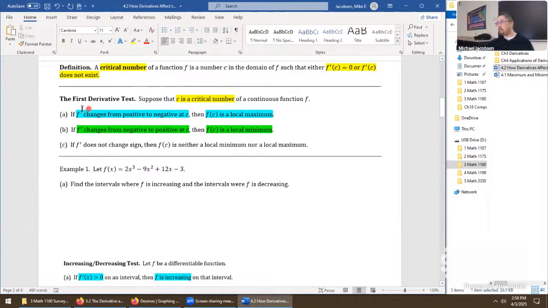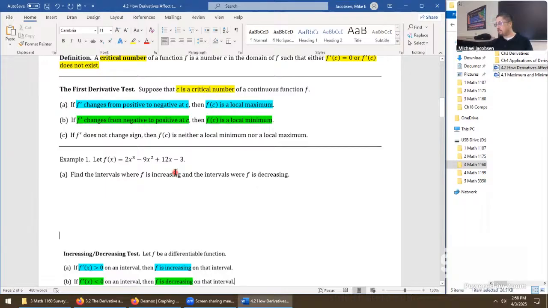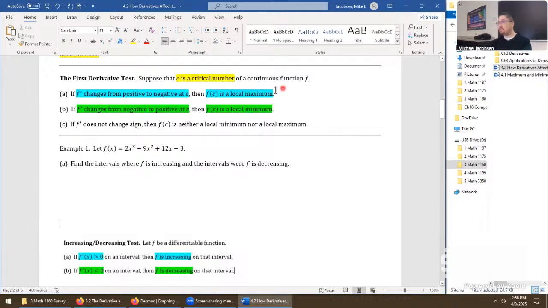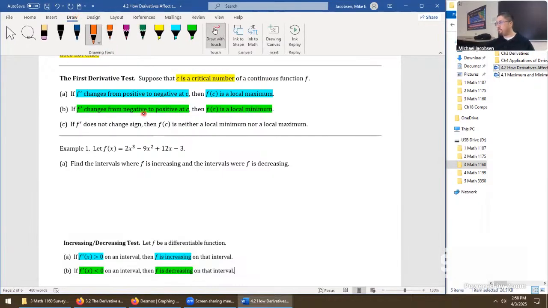Once we have the critical number, we're looking for sign changes. If f prime changes from positive to negative at c, well, that means it changed from increasing to decreasing at c. We would have a local maximum. If f prime changes from negative to positive, that means it went from decreasing, that's the negative part, to positive. The derivative is positive, then it goes to increasing, and that means you have a local minimum instead. So that's kind of the logic of the first derivative test, the increasing decreasing test.